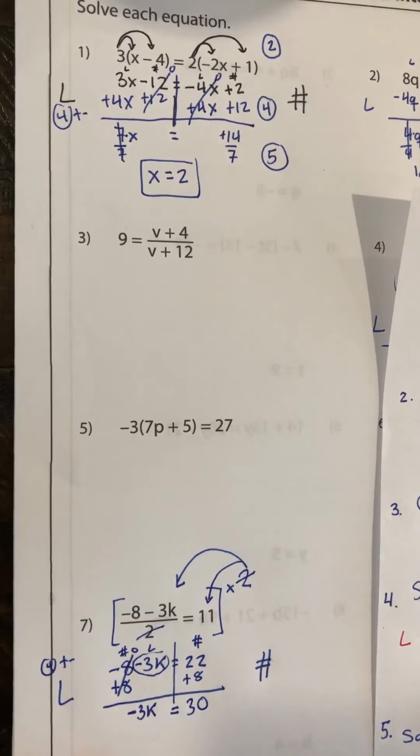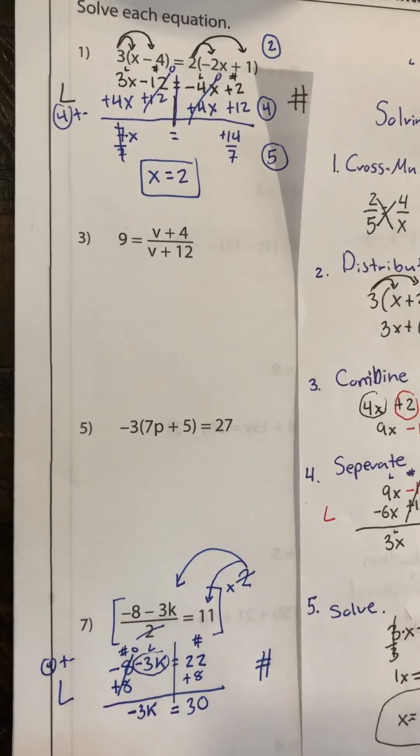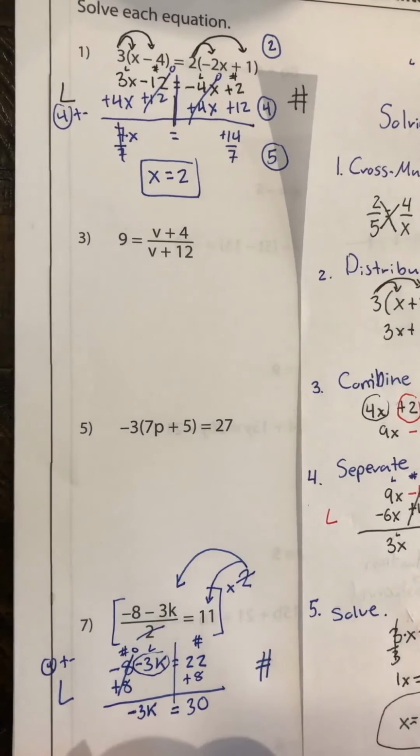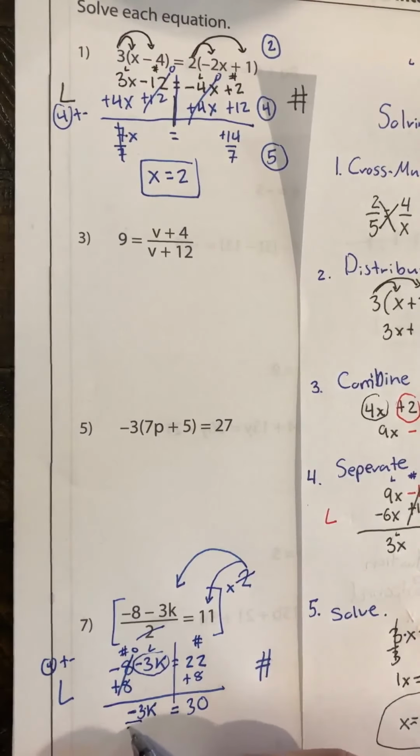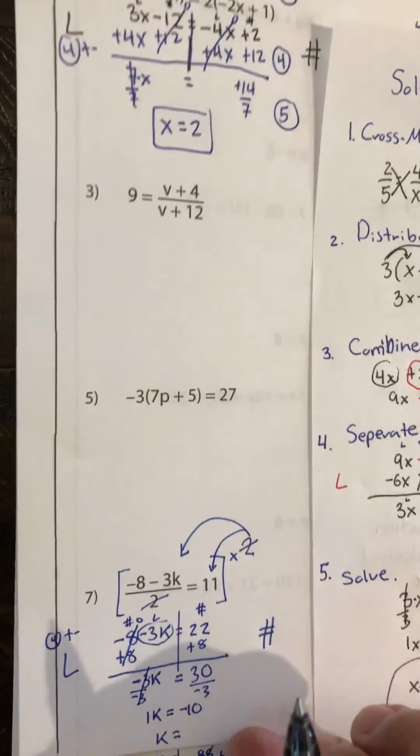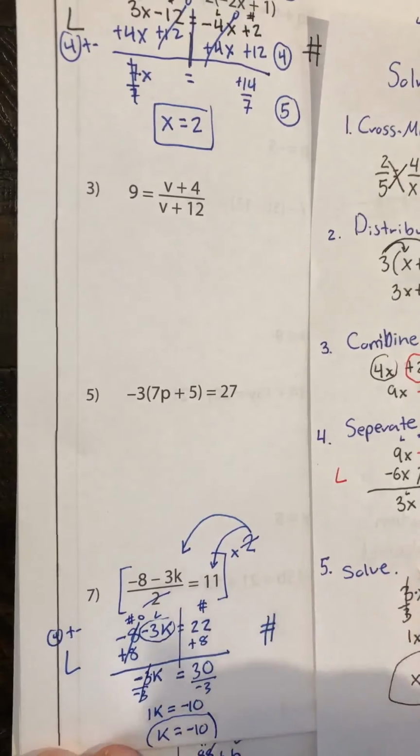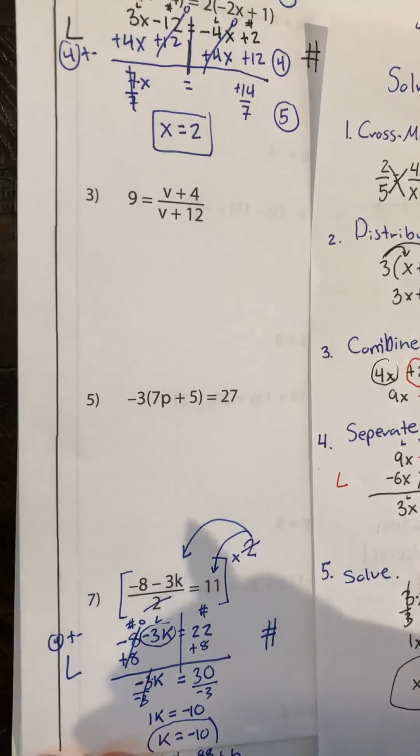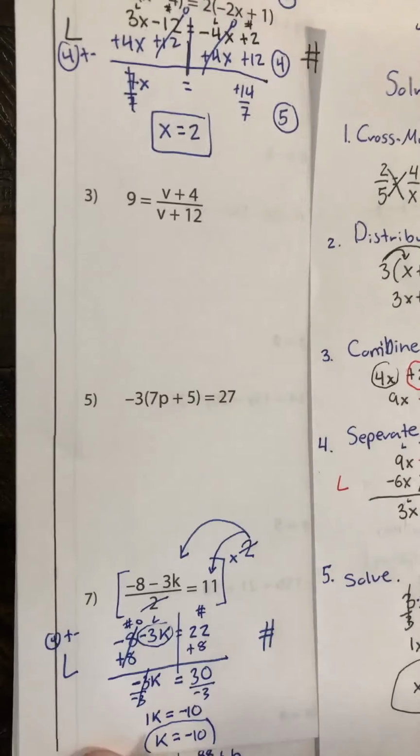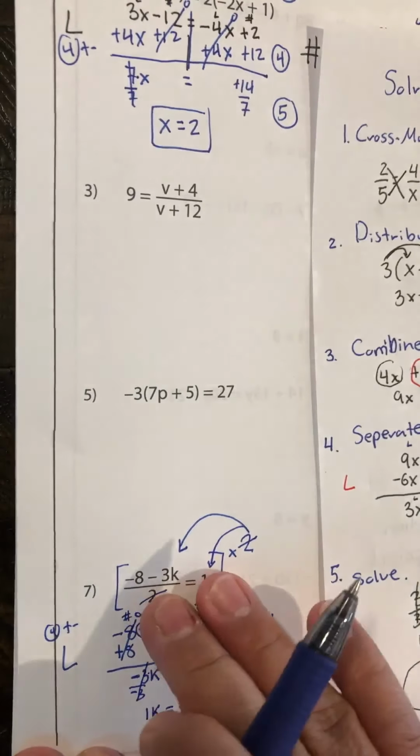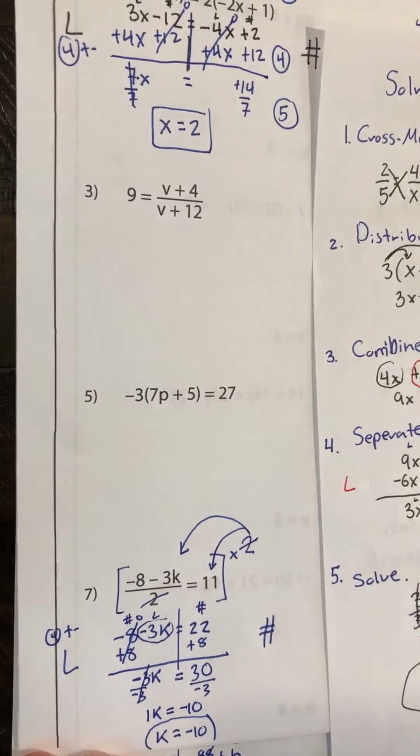Now I'm going to move to step 5, which is my solve step. So in step 5, what I'm going to do is, this is multiplying, so I'm going to divide by -3. Divide by -3. -3 divided by -3 gives me 1k, or each k is worth -10. You can just go k equals, I'm going to go a little higher for you guys, k equals -10, if you like. And we're done. Cool, so that was kind of using that little trick that we learned in two-step equations where we multiply by the denominator so that we can get rid of it.